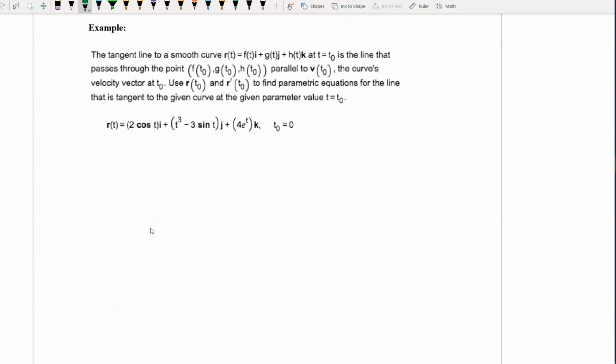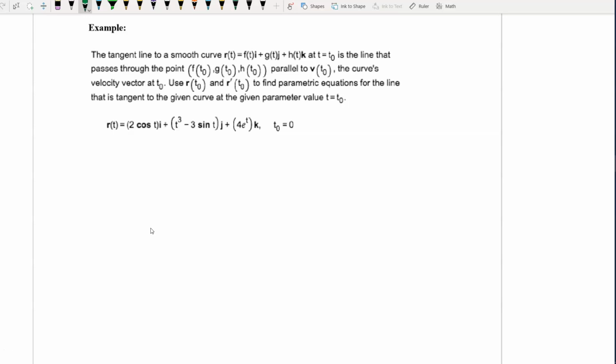Now here, example, the tangent line to a smooth curve r(t) is equal to f(t) i plus g(t) j plus h(t) k, at t equal to t naught. It is the line that passes through the point f(t naught), g(t naught), and h(t naught) parallel to v(t naught), the current velocity vector at t naught. So use r(t naught) and r prime(t naught) to find parametric equations for the line that is tangent to the given curve at the given parameter value t equal to t naught.